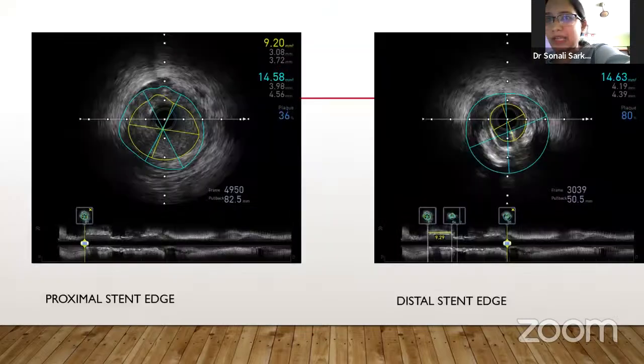In the next slides, I have some views, like this is the proximal stent edge. There is some plaque from the angiography, but it showed that it's not very significant plaque. The MSA was 9.2 millimeter square, so we are happy with that MSA. But in the distal stent edge, there was 80% plaque burden, and the artery was very narrow, with an area of 2.4 millimeter square. The next slide.